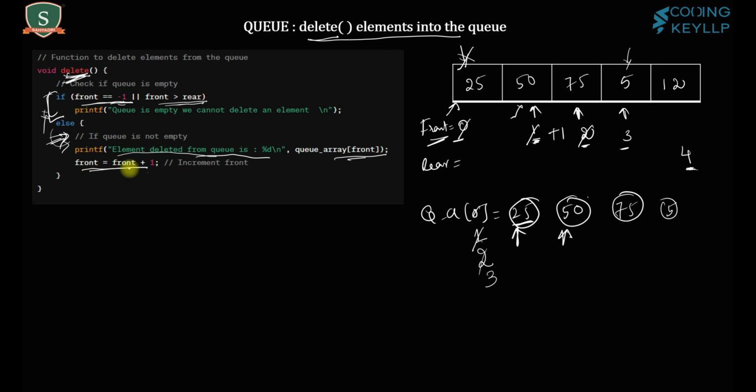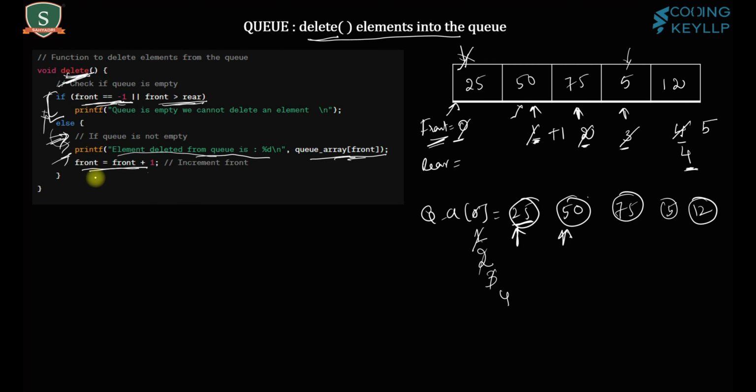Then what are we doing? Front is equal to front plus 1. 3 will be updated to 4. Now somebody has called the delete method again. Is front equal to minus 1? No. Front is greater than rear. Is 4 greater than 4? No. Condition failed. Comes to the else part. Q array of front. So Q array of 4, the front value is 4. Q array of 4 is what? 12. So we are displaying to the user that 12 is being deleted. Front is equal to front plus 1. 4 plus 1 is 5.